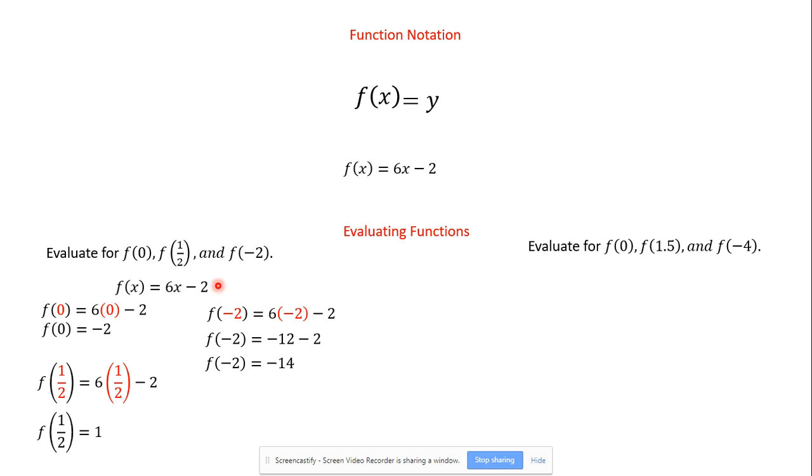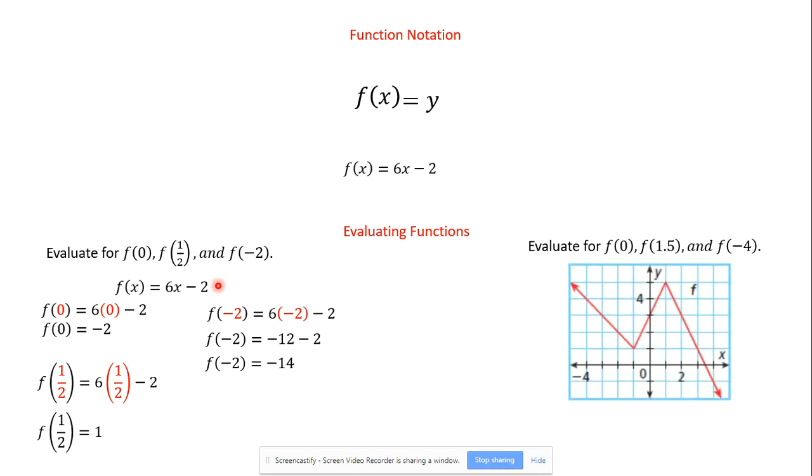What if we're going to evaluate, here we have f of 0, f of 1.5, and f of negative 4, and we're going to evaluate from a graph. Now this throws a lot of people off, and I've yet to really figure out why. Because this is actually easy, you don't have to do math. So f of 0, this says when x equals 0, what is y? Well, when x equals 0, y is up here at 3. So f of 0 equals 3. That's as easy as that is.